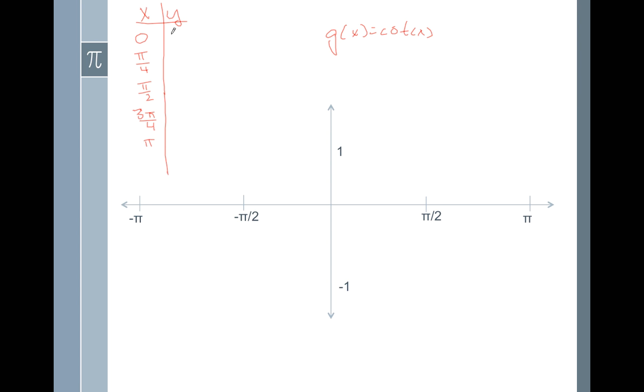If I plug in 0, the cotangent of 0 has a y coordinate of 0, so therefore it is undefined on the unit circle. Cotangent of pi fourths is 1. Cotangent of pi halves is 0. The cotangent of 3 pi fourths is -1, and the cotangent of pi is undefined. So you notice with tangent and cotangent, I like to start with an asymptote and end with an asymptote. So we're going to draw those in. So I have an asymptote at 0, and I have an asymptote at pi.